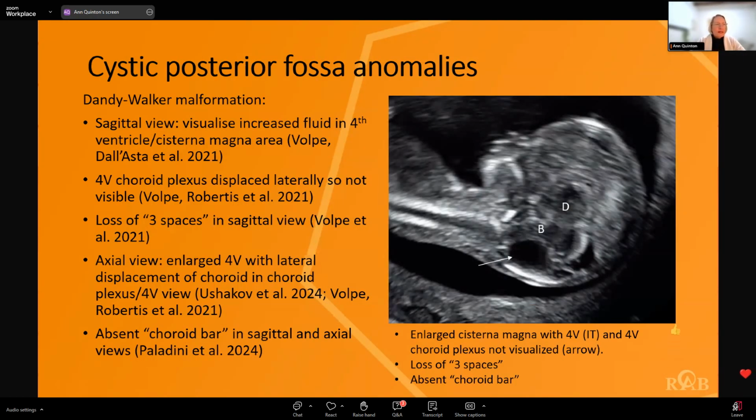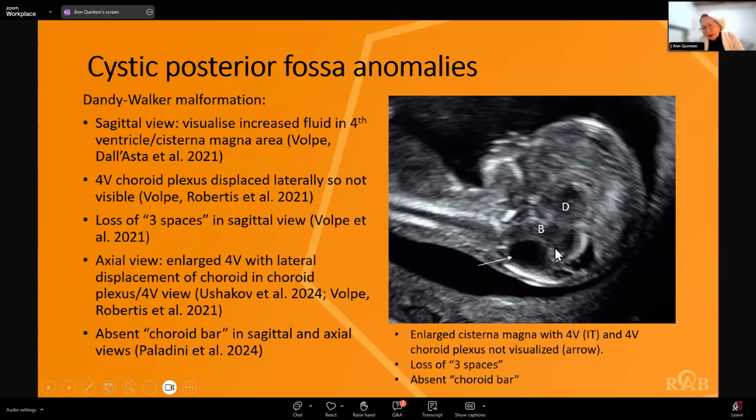All right, this is the last sort of anomalies that we're going through now. You'll be pleased to hear. So cystic posterior fossa anomalies, also known as Dandy-Walker malformations. So in the sagittal view, we will see increased fluid in the area of the 4th ventricle. Okay, again, we've got loss of the 3 spaces. So we've got the diencephalon and the brain stem, and then we've just got this big cystic area here.